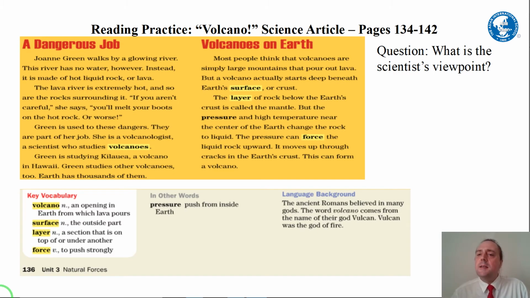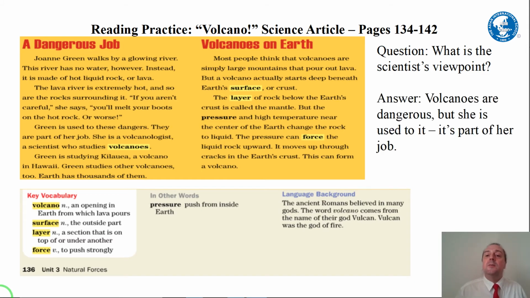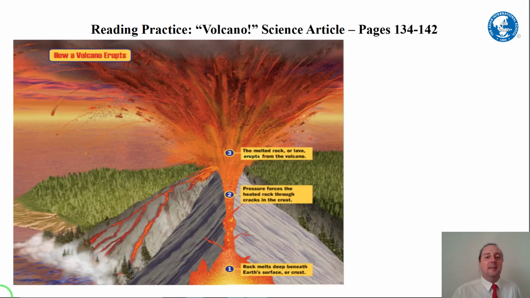What is the scientist's viewpoint on volcanoes? Ready? Okay, Joanne Green is our scientist. What is her viewpoint? Her viewpoint is volcanoes are dangerous, but she is used to it. It's part of her job. Her job is to study volcanoes. She is a volcanologist. Hard word, I know. Okay, next.